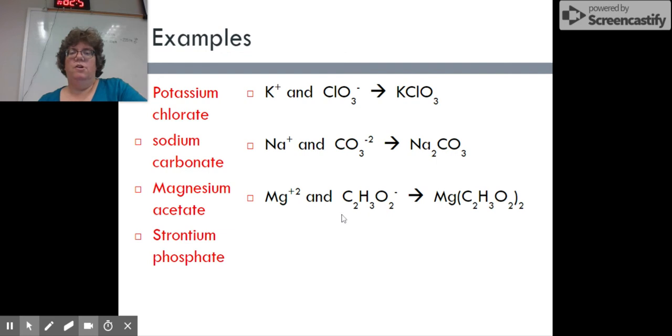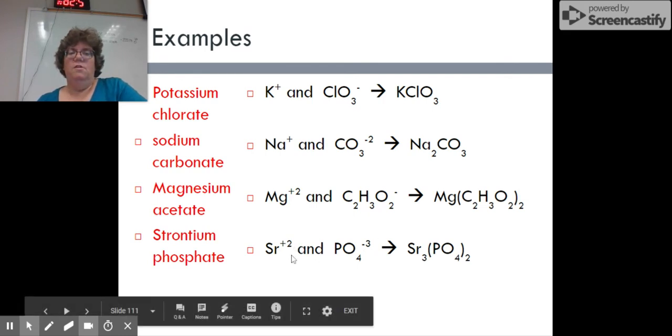Magnesium has a +2 charge, acetate a -1. So I'm going to need 2 acetate groups. That's when it gets put in parentheses and I put the 2 outside. So that means there's 2 acetate groups in this molecule. And then strontium phosphate, a 2 and a 3. So this is one of those where it's easiest to crisscross. 2 phosphate groups and 3 strontiums balance out those charges. So strontium phosphate is Sr3(PO4)2.